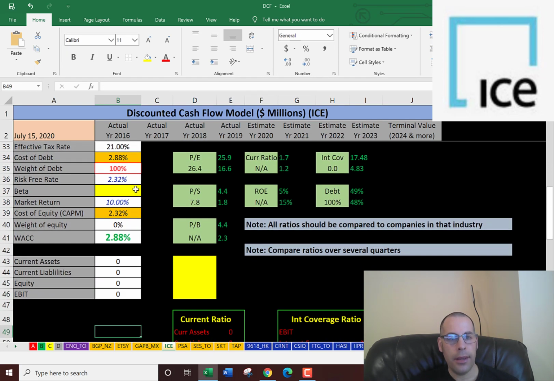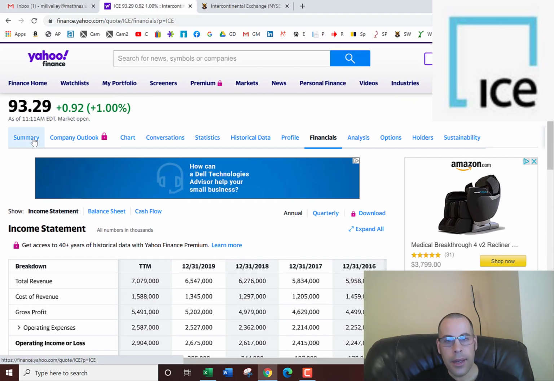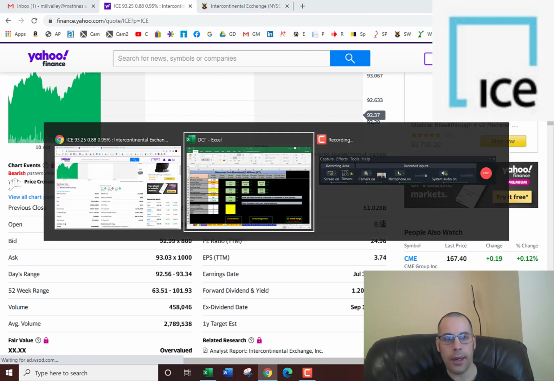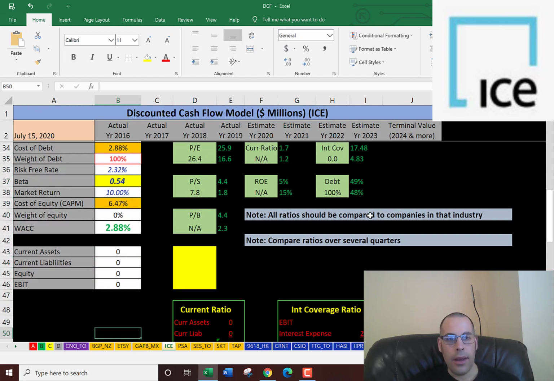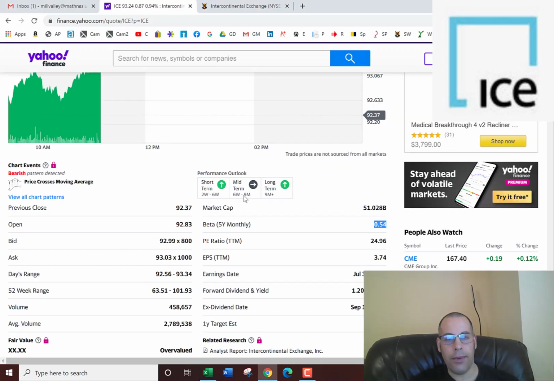We need the beta. The beta is how volatile the stock is relative to the entire market. And they have a beta of 0.54, so it's pretty low risk stock. When you get a low risk stock, you tend to need a less return to get value out of it. And also, it provides a lower weighted average cost of capital, which is the discount rate.